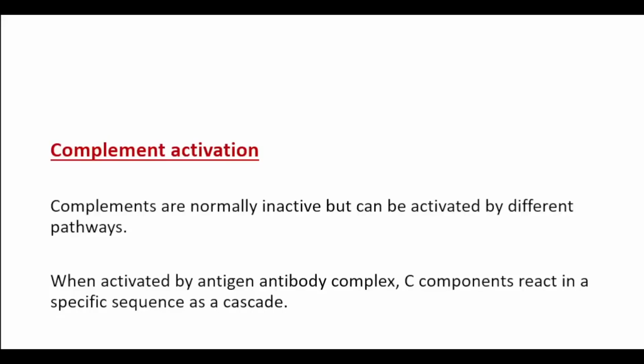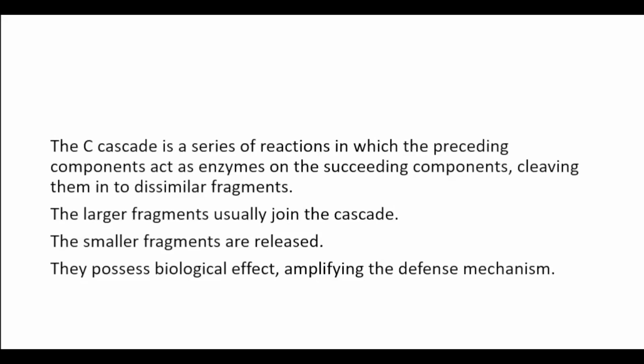They are released mainly by the liver, then monocytes, macrophages, endothelial cells, epithelial cells, etc. But they are released in an inactive form, which has to be activated by different pathways. When activated by an antigen-antibody complex, these complement components react in a specific sequence as a cascade, like your clotting mechanism. The complement cascade is a series of reactions in which the preceding components act as enzymes on the succeeding components, cleaving them into dissimilar fragments.